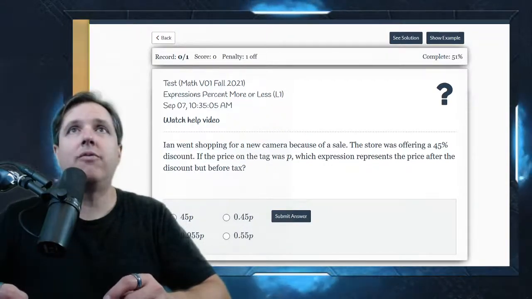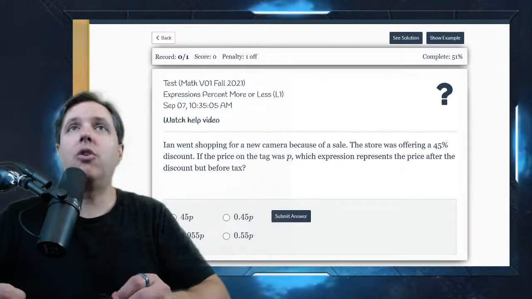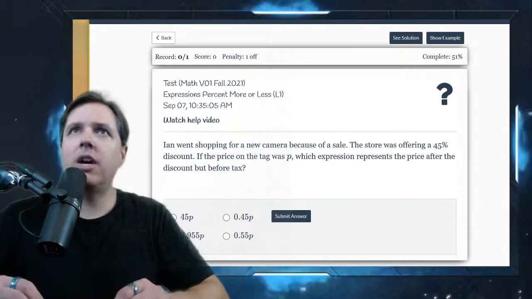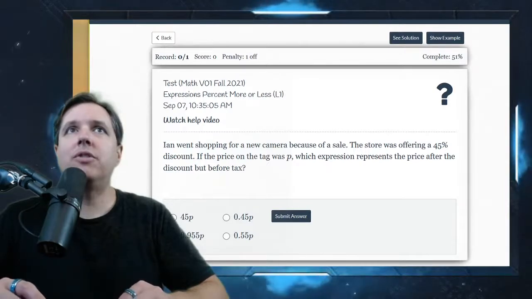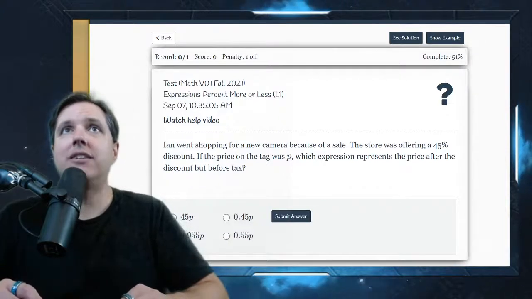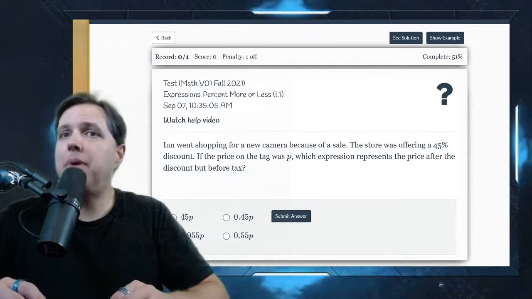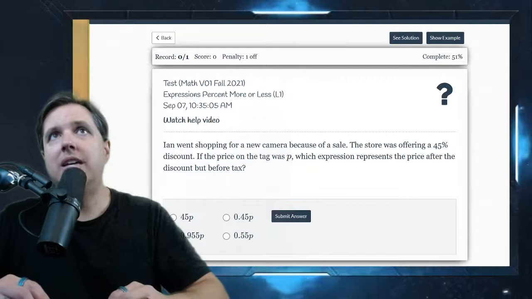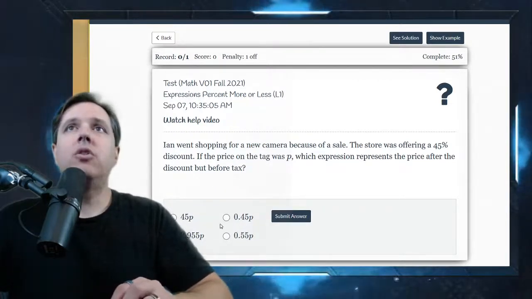The store was offering a 45% discount. If the price on the tag is P, we know what P is, they're telling us in the problem. That's the price on the tag. Which expression represents the price after the discount but before tax? So we're not considering tax here. We're considering just what the base price of the camera is going to be after we take the 45% discount.